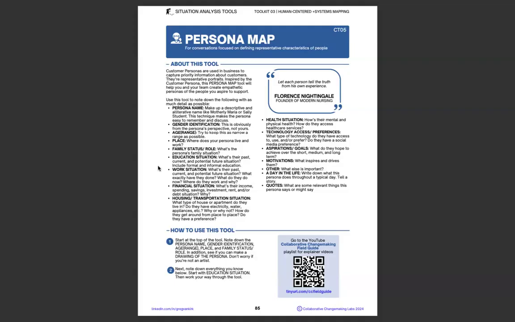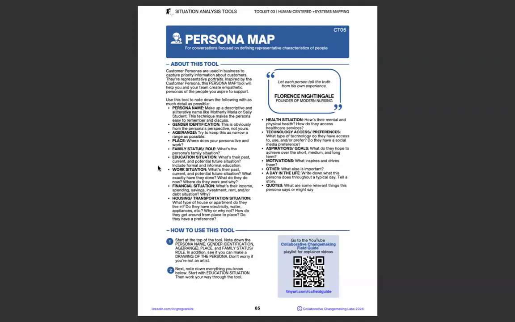Gender identification. It's obviously from the persona's perspective, not yours. Age range. Try to keep this as narrow a range as possible, right? Specificity. I don't want to say adults. I want to be specific about how old are these adults that I'm trying to work with or support potentially. Place, where does your persona live and work? Family status and role. What's the persona's family situation? Education situation. What's their past, current, and future potential situation?